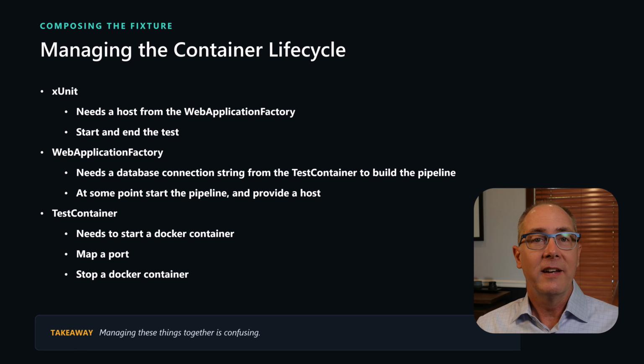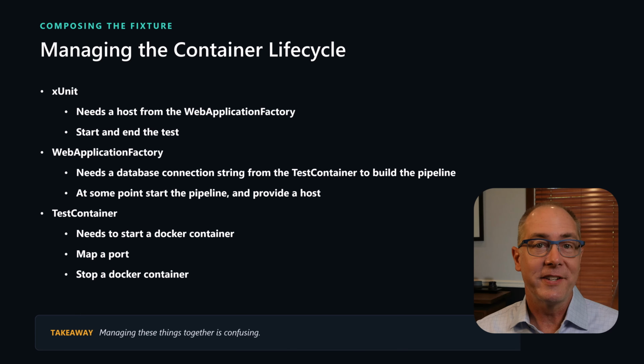And at some point, it actually has to start that pipeline and hand back a host. And meanwhile, the test container needs to start up the Docker container and map those ports so that it can communicate with the database server and eventually stop that container once you're done. So managing all of this can get really confusing. And I think one of the things you see with integration tests is that people don't actually think through the order in which these things need to happen in order to keep isolated, reliable tests. All right, so let's walk through an example.